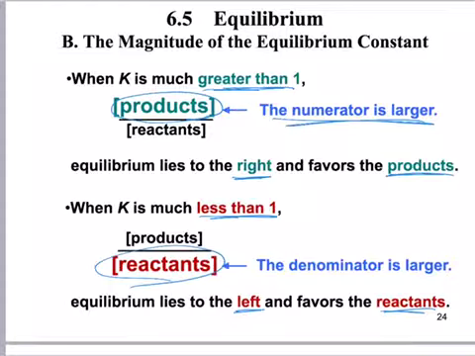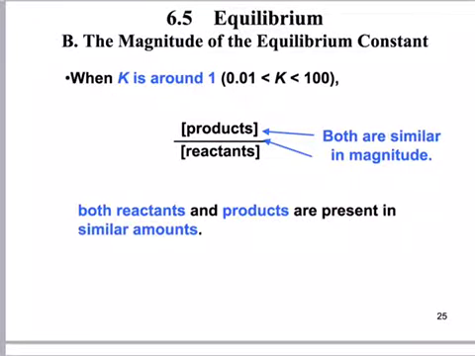Now, what do I mean by much greater than 1? Is 2 much greater than 1? No, what I'm talking about is usually 100 or more, or 0.01 for less than 1. Now, if K is near 1, then there's not an equal amount, but there's a good amount of forward and reverse reaction occurring. If K is exactly 1, then products and reactants are present in the same amount.